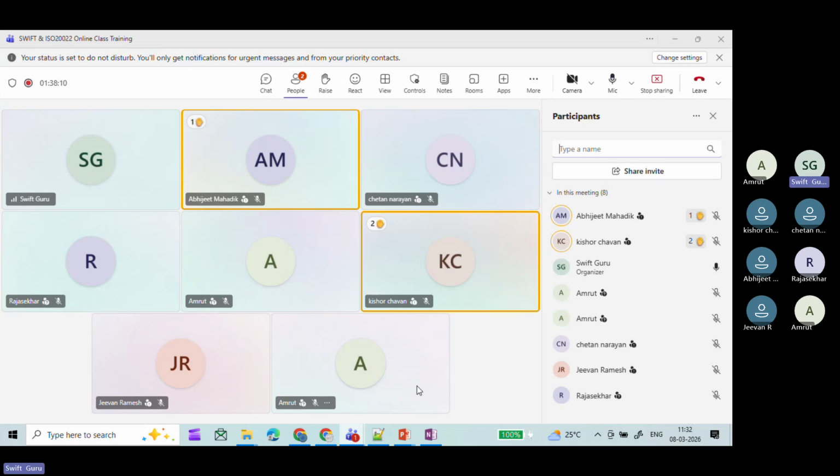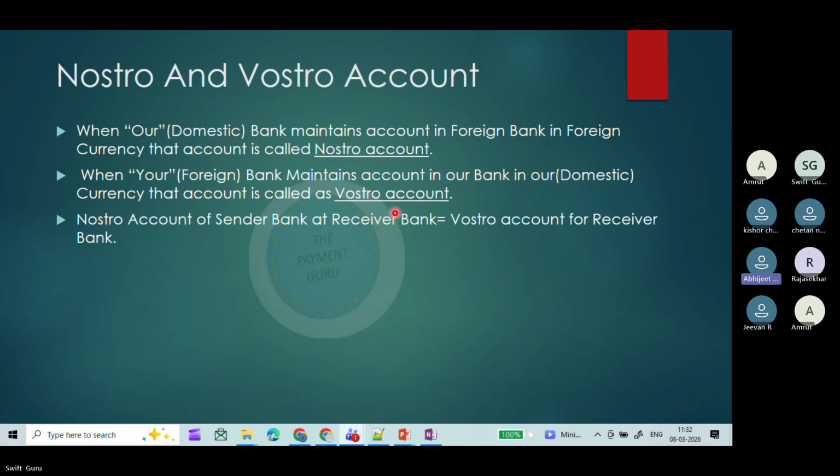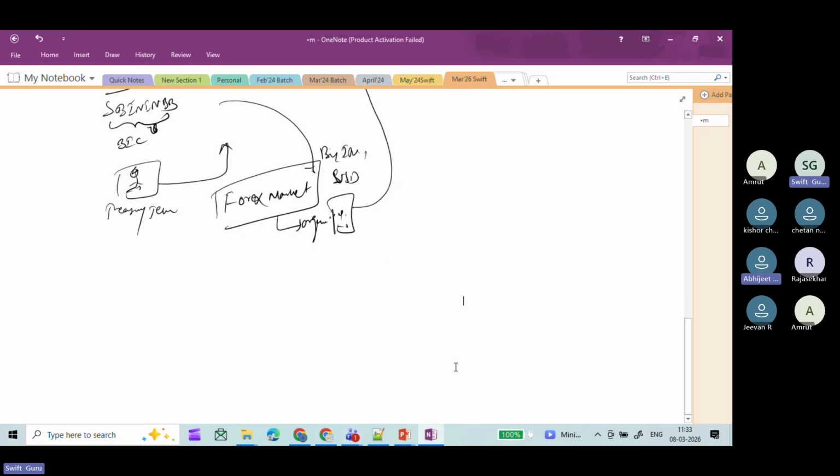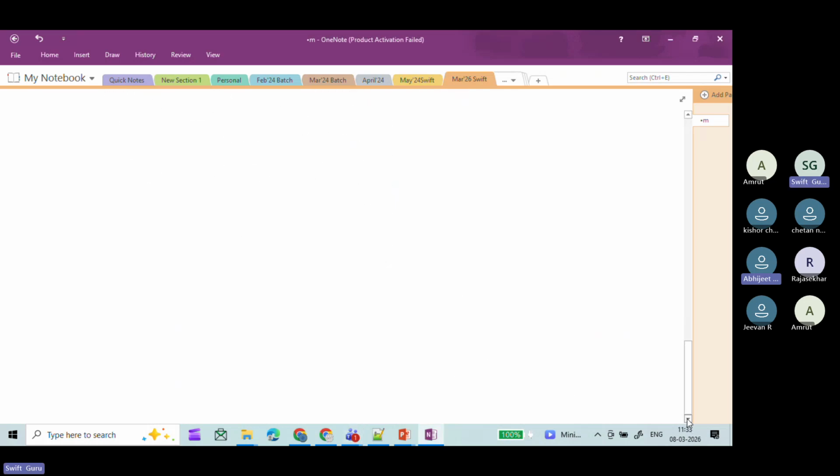Go ahead, Kishore, Abhijit. Yes. Whenever banks, I'm talking about Indian banks specifically, for example, SBI has an account with Axis Bank for clearing purposes, then what do we call that particular account? Is it a nostro account or a vostro account? Okay, so your scenario is that State Bank of India has an account with Axis Bank for clearing purposes, or vice versa, Axis Bank has an account in SBI. Are these terms, nostro and vostro, applied here also?